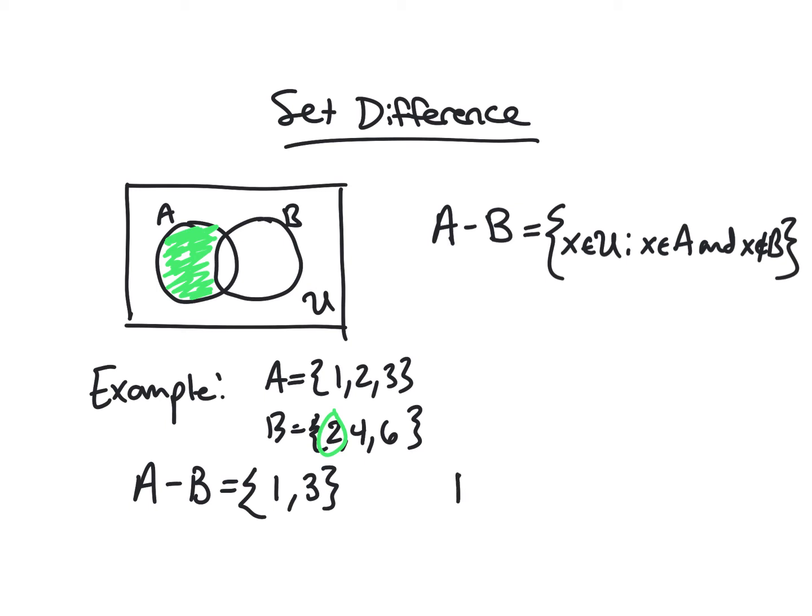Now I could also do B minus A here, right? So these are the elements of B that are not in A. So I start with 2, 4, 6, and then I look for anything that's also in A. That would be 2. Right? And so it's just 4 and 6 that are in B, but not A.